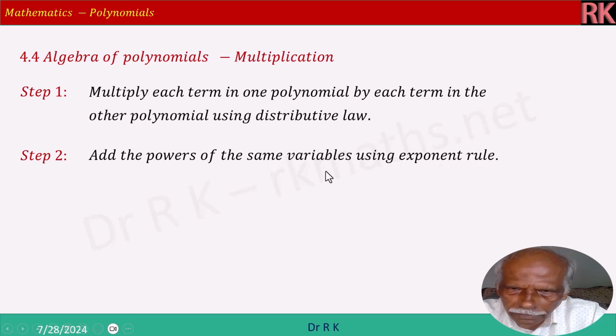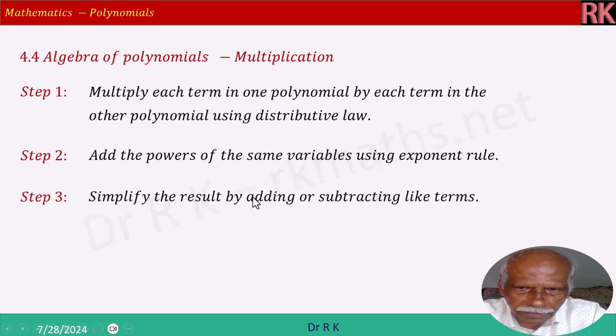What do you mean by the exponent rule? For x cubed terms, you should add all the x cubed coefficients. All the x squared coefficients you should add. Step 3, simplify the result by adding or subtracting like terms. We will see an example.